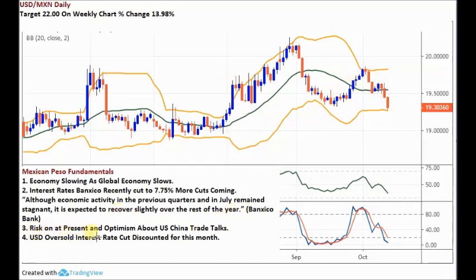Now, in terms of the peso, it's pushed the dollar down a bit here. We've got risk on at present, a bit of optimism about US-China trade talks. They've kind of declared a truce. I think that's in the price now. USD is oversold in our view. The market is looking for an interest rate cut this month from the Fed. That's near enough fully discounted, and that caused that fall down there. It fell again on trade optimism. I think now we are going to firm up and move higher.